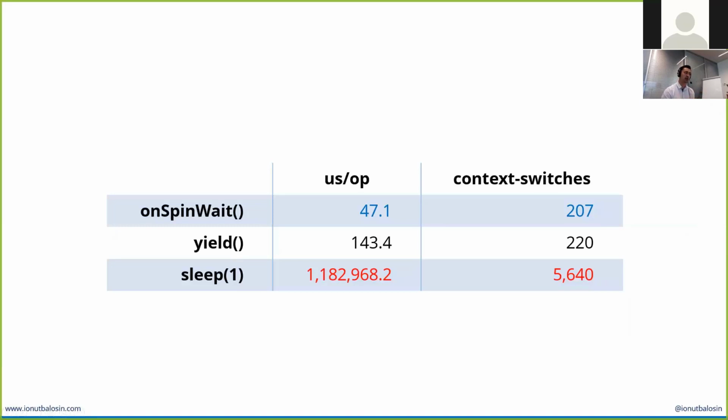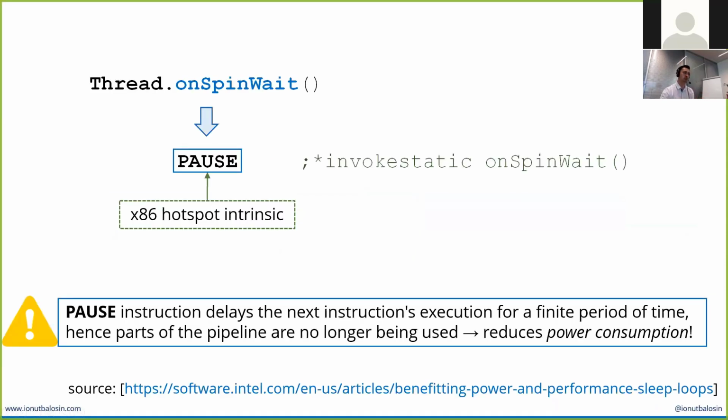But for onSpinWait, there is no context switch, because it's backed by the pause assembly instruction. Pause is a very old instruction. It is there from Pentium 4, and what it does is basically delay the execution a bit for a finite period of time, preventing the pipeline from being filled by instructions, and implicitly it reduces the power consumption, but it doesn't release the CPU. And that's why I was saying it's suitable for context-specific scenarios and offers more performance in regard to the others.